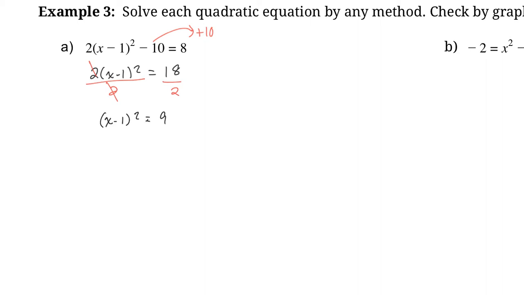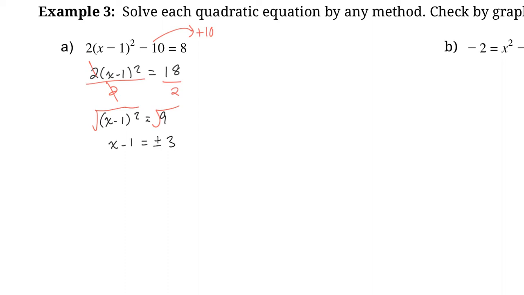Now we can actually get rid of that power of 2, that's square, so we can square root everything. So once we square root everything, we're going to be left with x minus 1 equal to the square root of 9, which gives us two possibilities, a positive 3 or a negative 3, because positive 3 times a positive 3 equals 9, but also a negative 3 multiplied by a negative 3 equals 9. So we have two options, and this is going to yield us two possible answers for x.